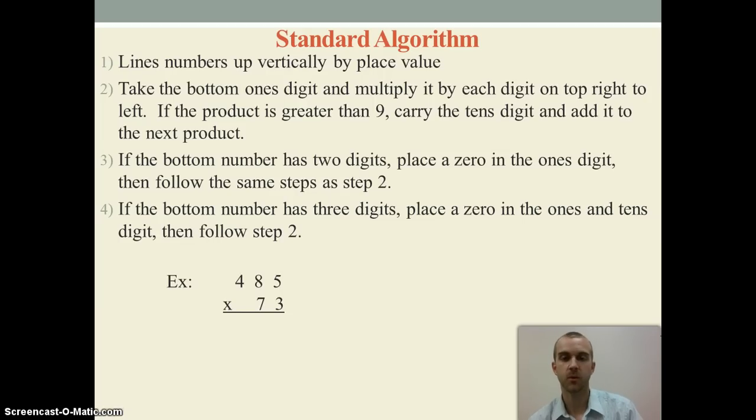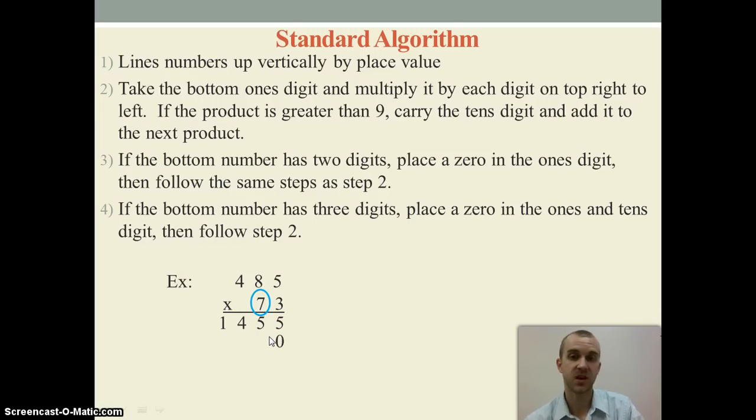For example, if we have 485 times 73, I start by taking the 3 and multiplying it by every term up top. 3 times 5 is 15, carry the 1. 3 times 8 is 24, plus 1 is 25, and I carry the 2. 3 times 4 is 12, plus 2 is 14. Now I'm going to move to the 7. Now I have to remember I shifted over 1, so I put 1 0 down.